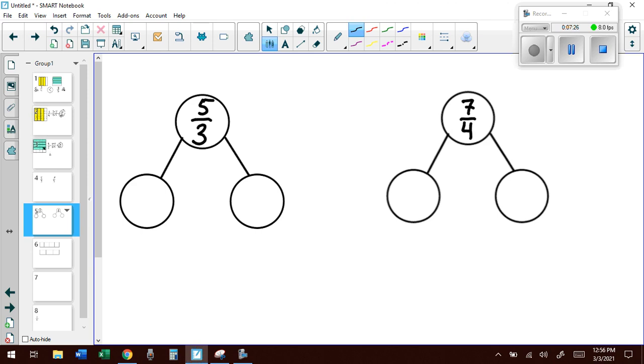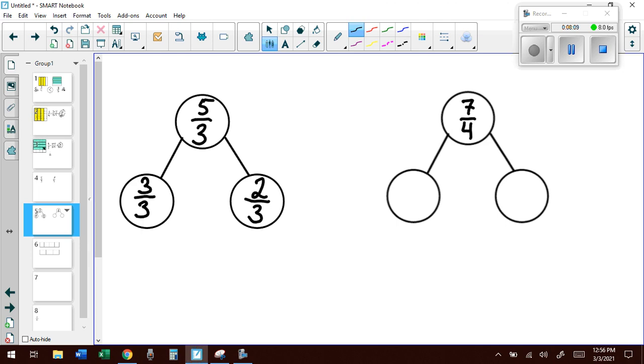Now when we make number bonds, we partition into 1 whole first. So how many thirds equal 1 whole? If I had something into thirds, how many of these equal 1 whole? 1, 2, 3. I've shaded in the whole thing. I've shaded in 3. 3 plus what equals 5? 2. Excellent. So there's 5/3 in a number bond.